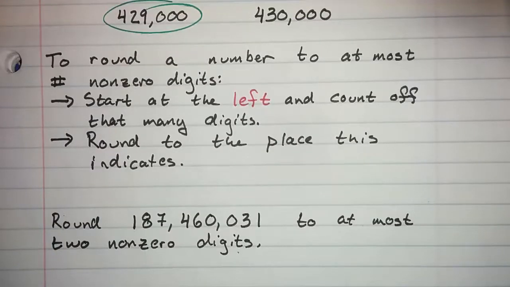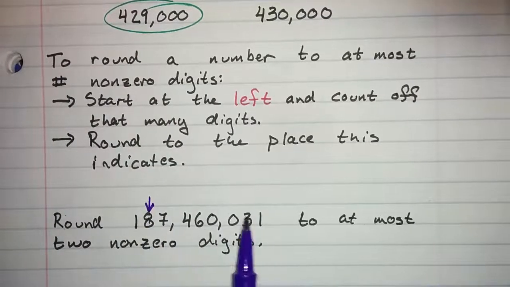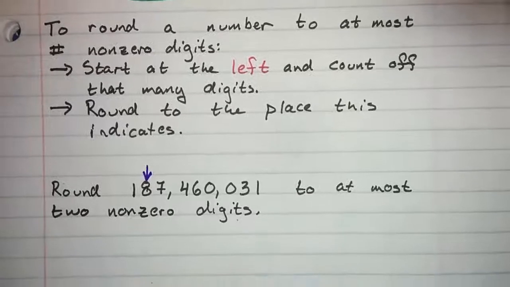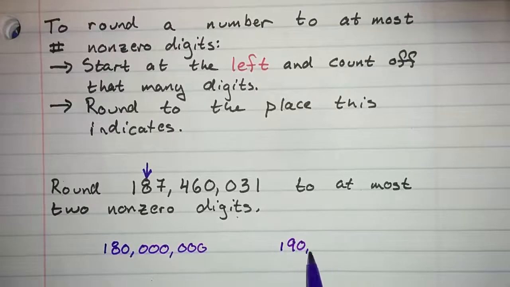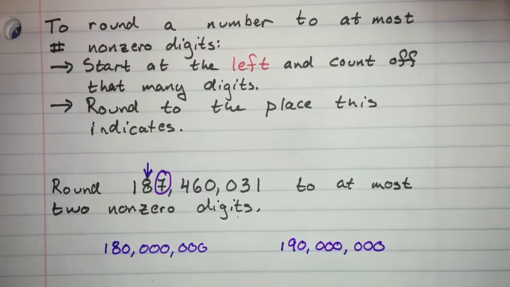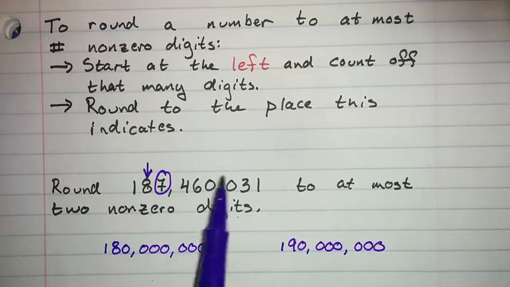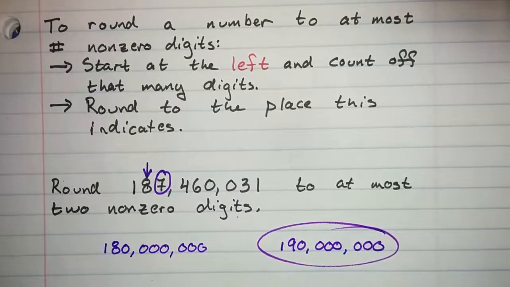Let's round 187,460,031 to have at most 2 non-zero digits. What do we do? Starting from the left, we count off 1, 2 digits. That means we're going to round to this place. This happens to be the ten millions place. This number is between 180 million and 190 million. Looking at this next digit, we see that it's a 7, which is 5 or more, 5, 6, 7. So this number is closer to 190 million.